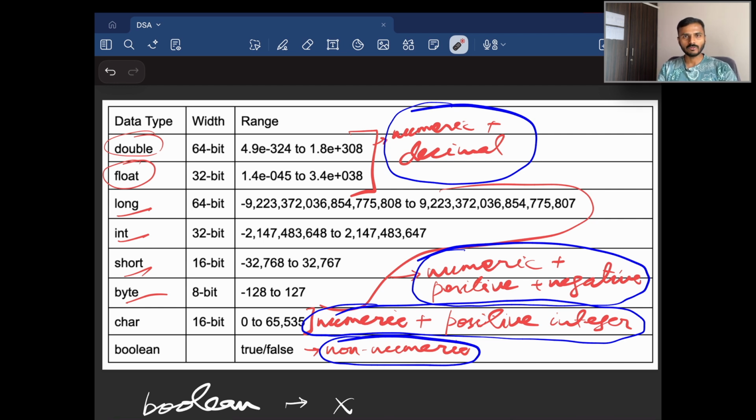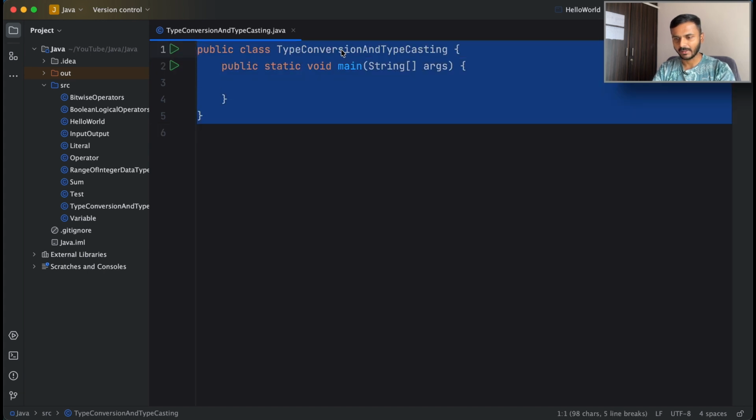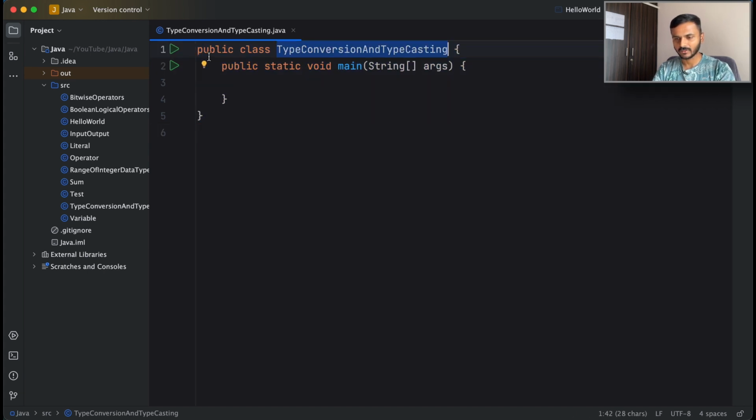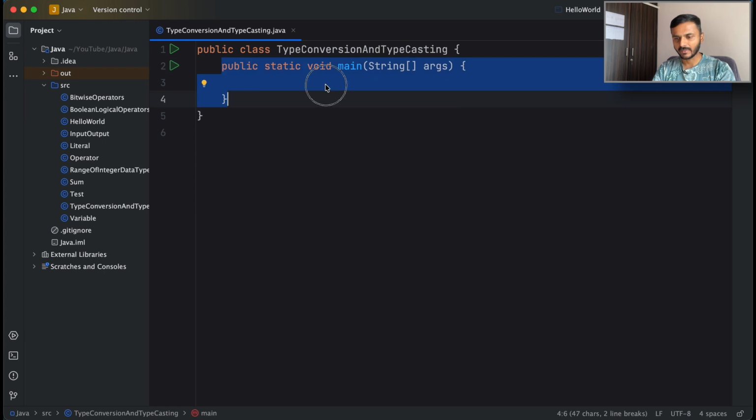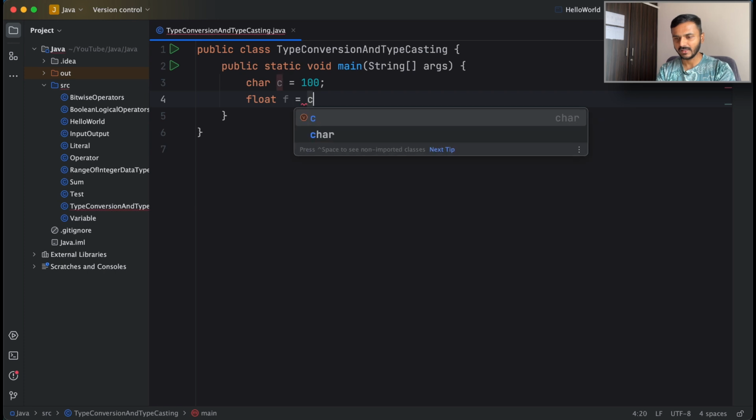If not, please open IntelliJ and write a small program along with me just to verify this. So over here, I already have a class with the name type conversion and typecasting, which has got a main method. Inside this, I'm going to say char c is equal to, let's take a small number, 100. And next, I'm going to say float f is equal to c, and I put a semicolon to end the statement, and we see there are no errors.